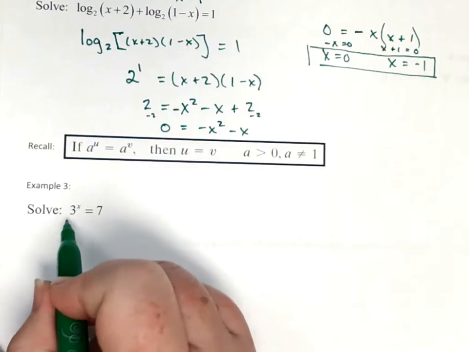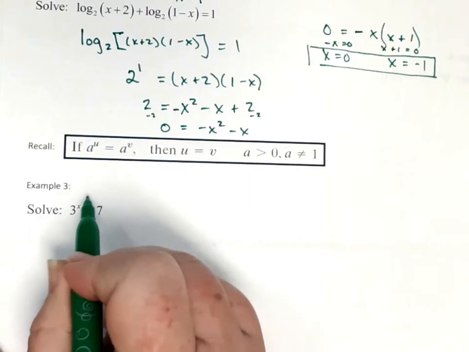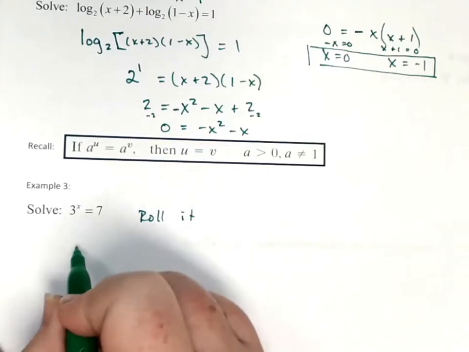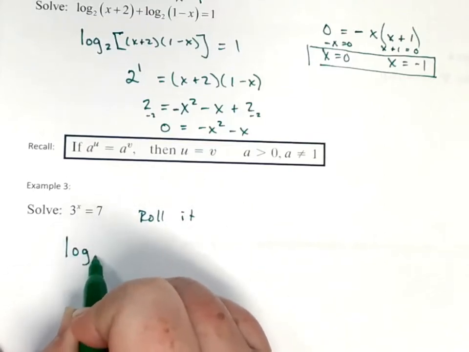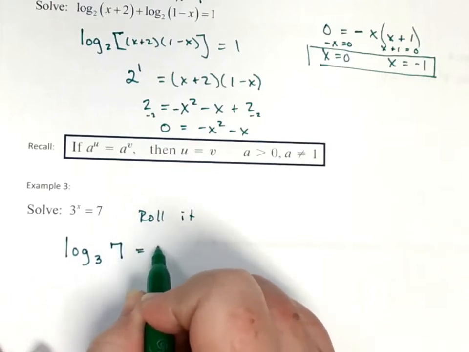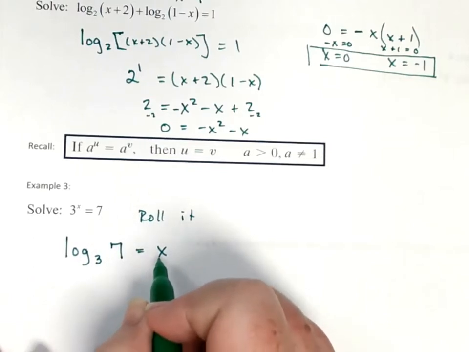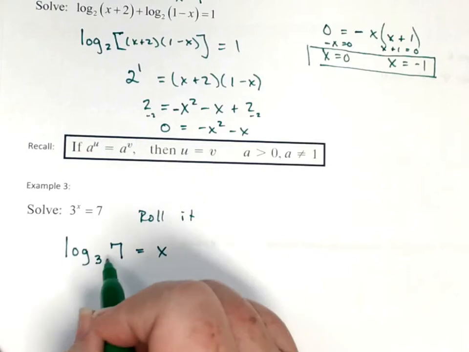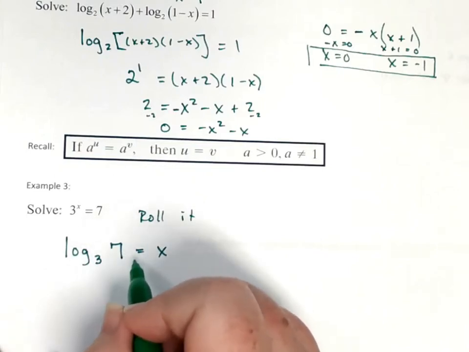The first of which is to rewrite this as a log. So I'm going to roll it. And when I roll this problem, I'm going to say log base 3, because there's the base, of 7 is equal to x. Well, I just isolated x. That is the answer. But if I'm typing this into the computer, it's probably not going to let me type in log base 3 of 7.